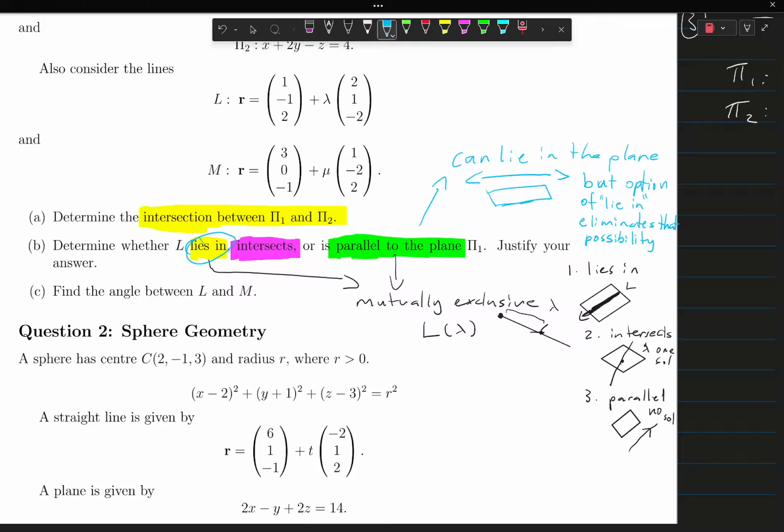If they were instead parallel to the plane or lie in it, that would imply that those were the only options that the line could take. So that would mean that there would either be infinite solutions for lambda or no solutions for lambda.